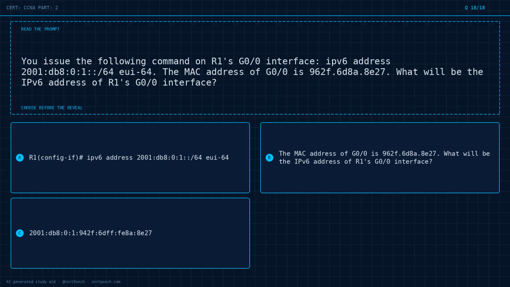Option B, the MAC address of G0/0 is 9622.68a.8e27. What will be the IPv6 address of R1's G0/0 interface? Option C, the IPv6 address shown on screen. Lock in your pick before the reveal. Trust the read. The answer is Option C.